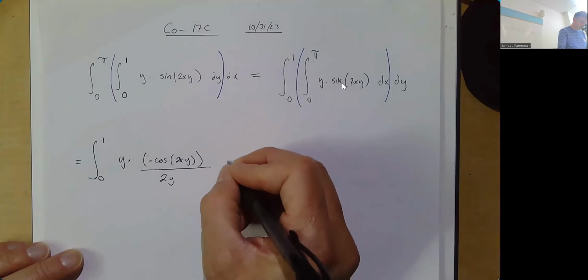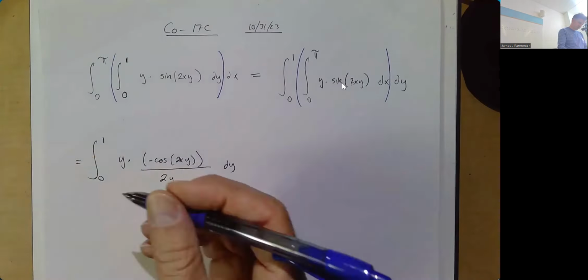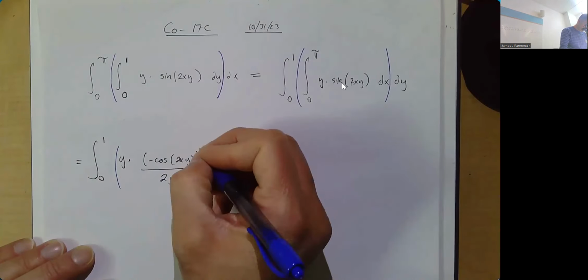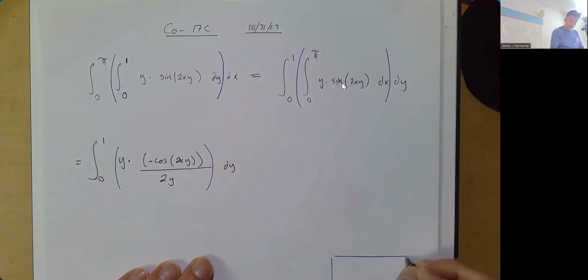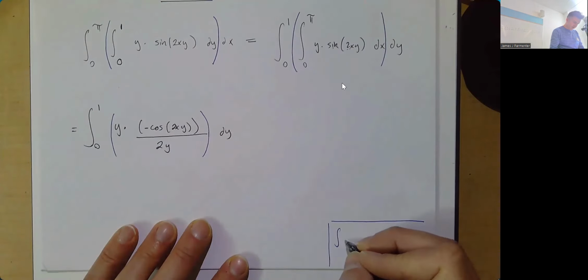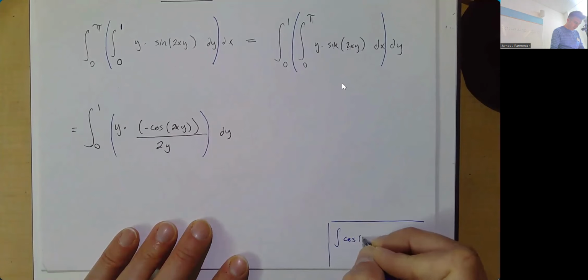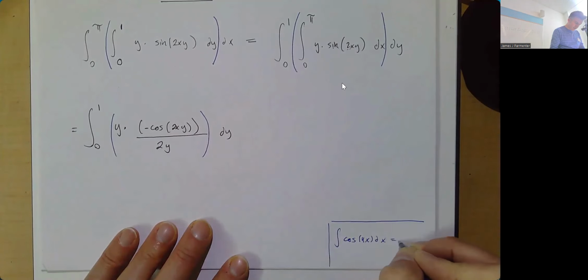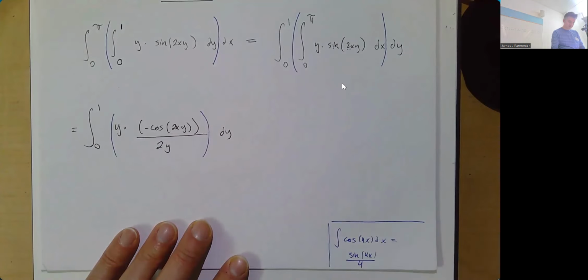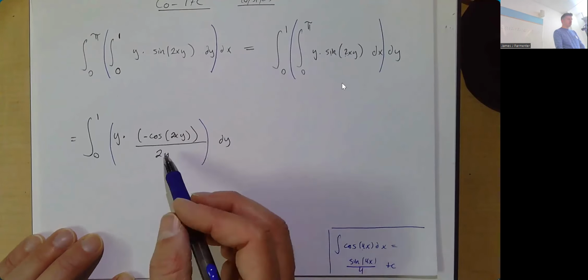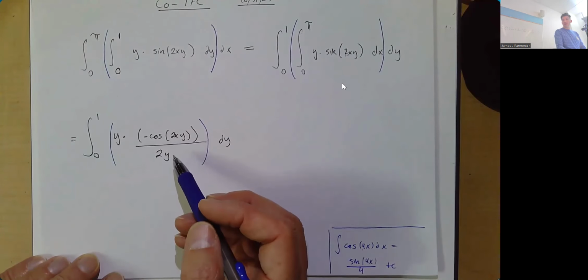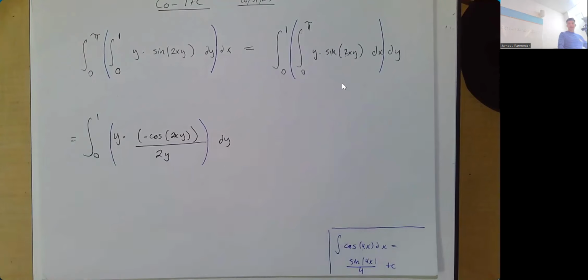As a reminder, just to make sure everyone's okay with that, when we do something like the antiderivative of cosine of 4x, we get something like sine of 4x divided by 4. Here, the thing that's acting like the 4 is the 2y. That's why we're dividing by 2y. Questions about that? All right.